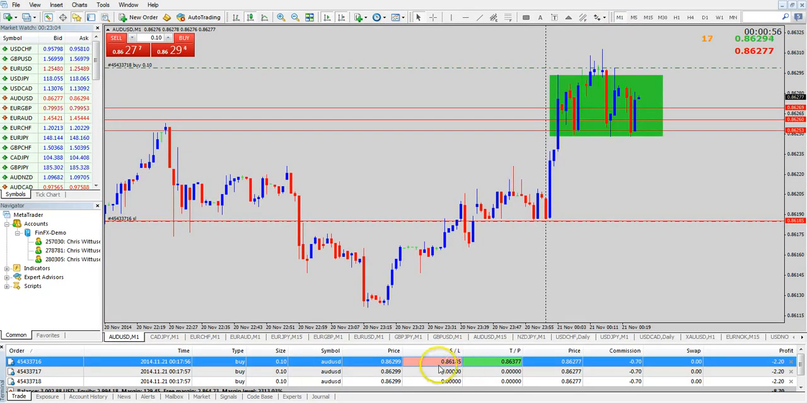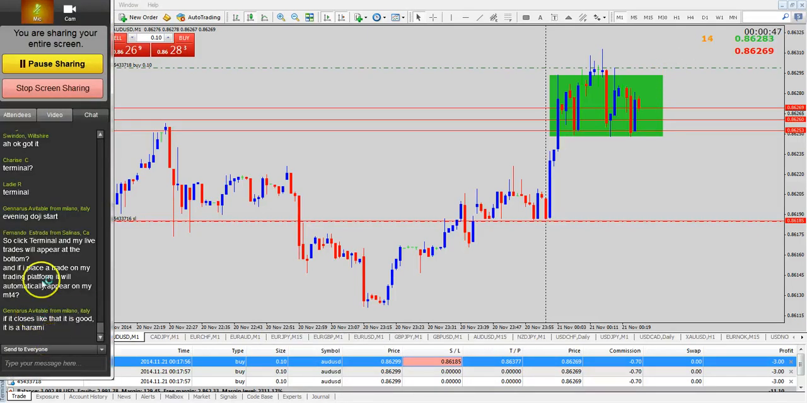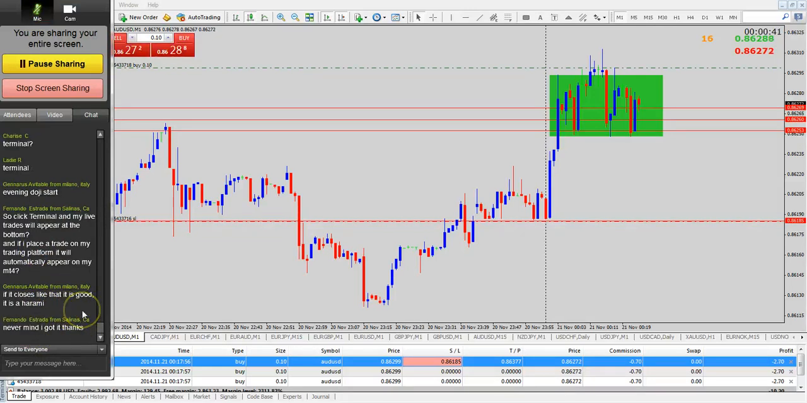It shows red color because of the spread. I'm close. I'm within 10 pips of my stop loss. And it shows green colors when I'm within 10 pips of my take profit. Generous. If it closes like that, it is good. It is PAMM. Yep.